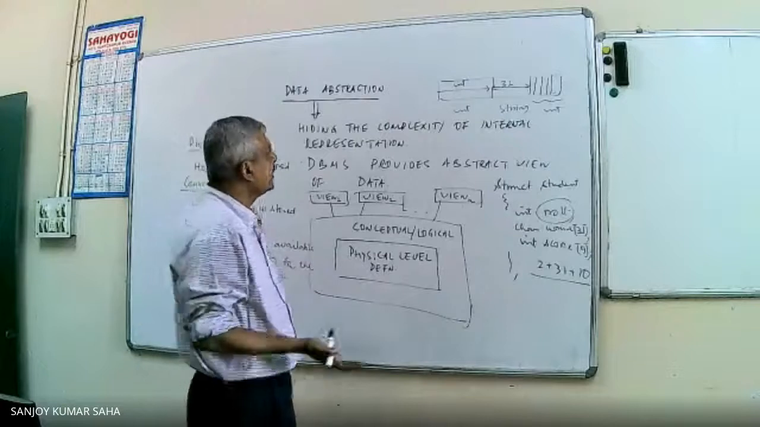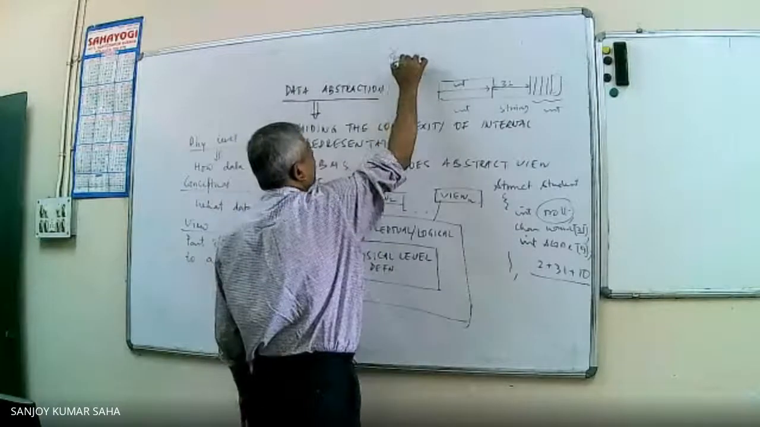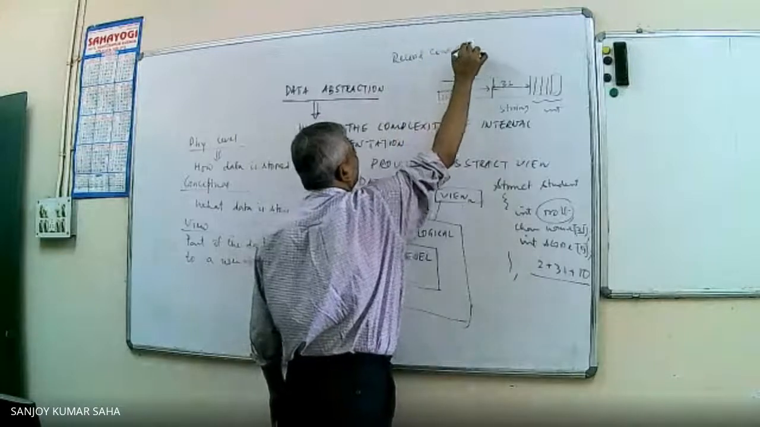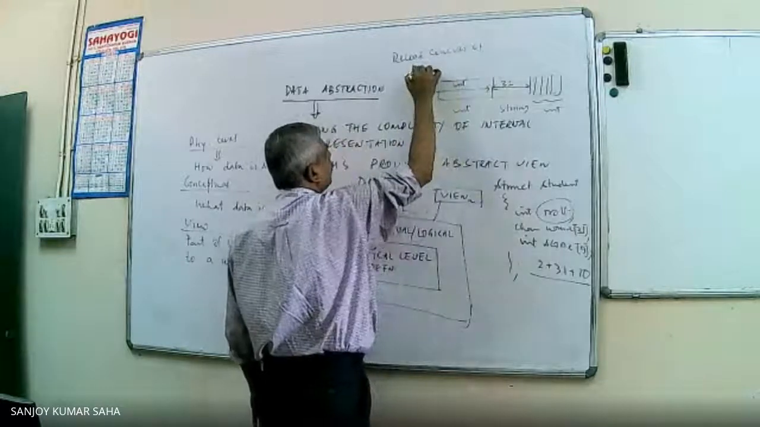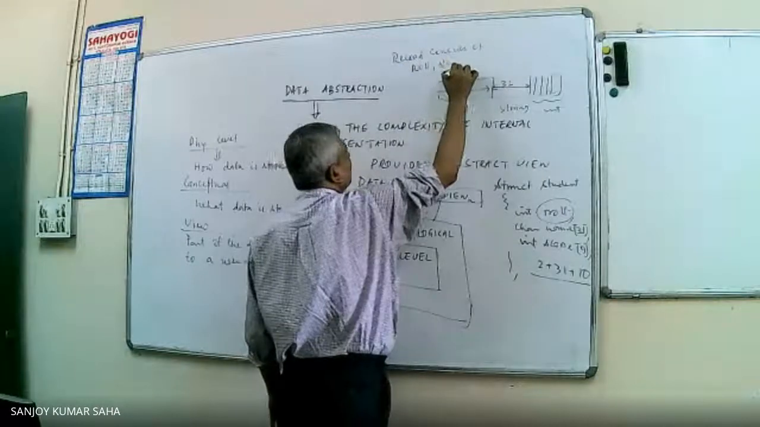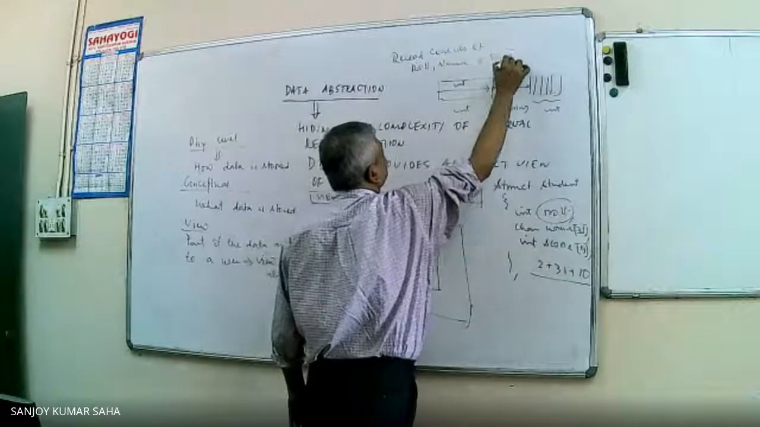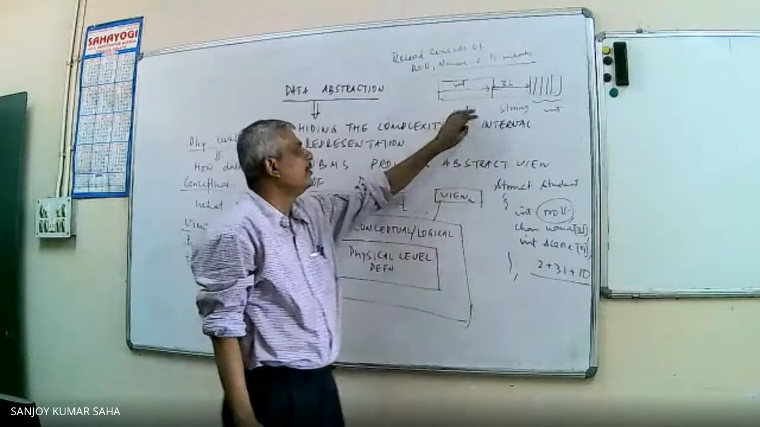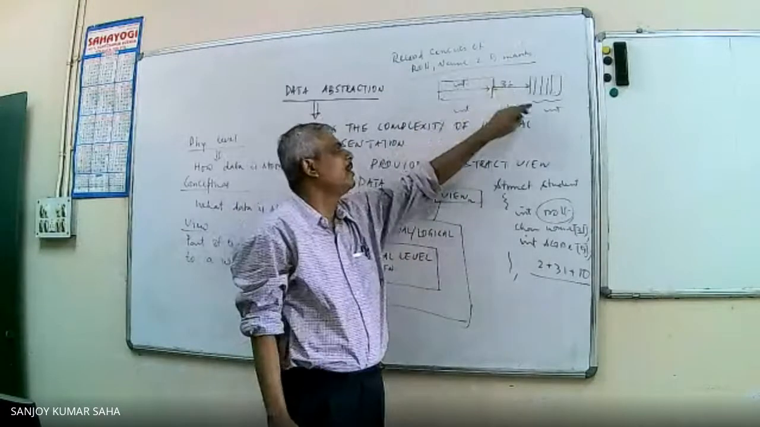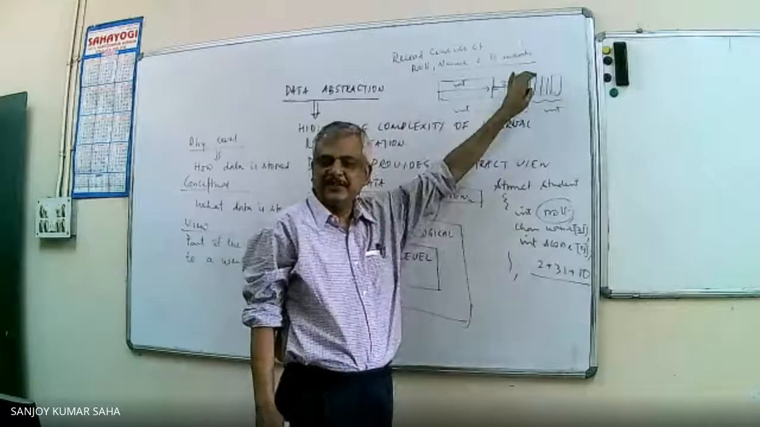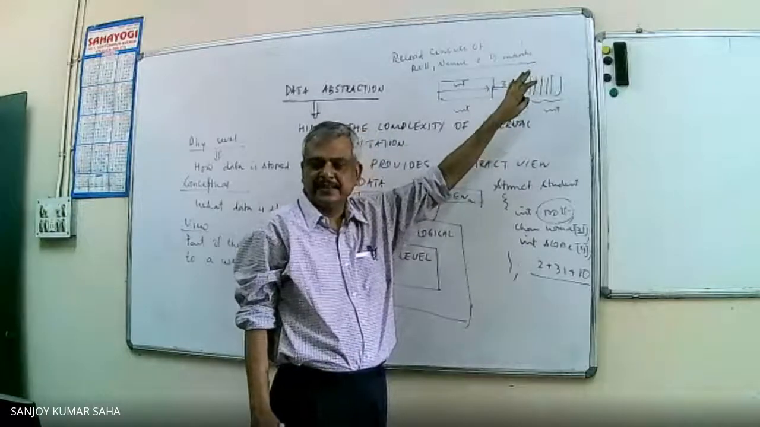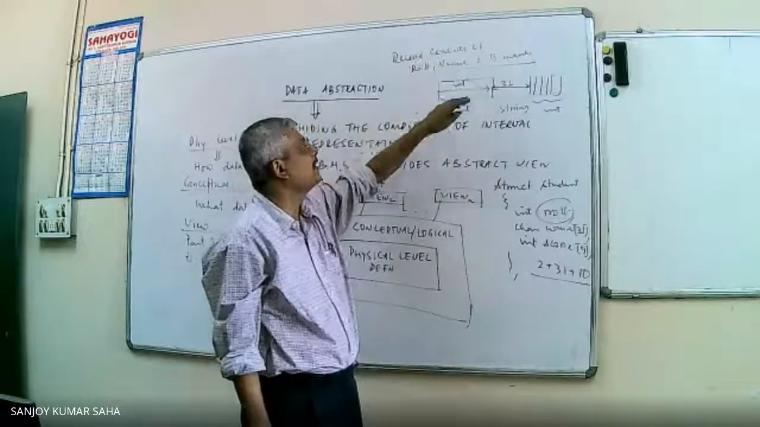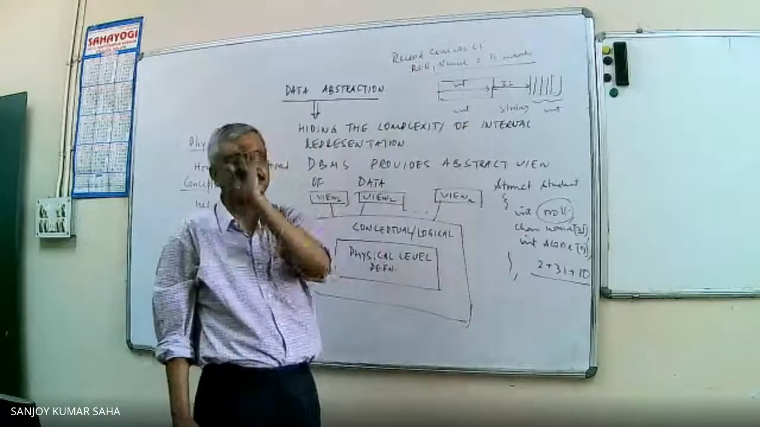Logically we say the record consists of roll, name, and 5 marks. So what data is stored? Not how. 2 bytes, that 1 byte, an array, each element is of 2 bytes, representing an integer, etc. So those are the physical level kind of thing. This is, conceptually, the record is having roll, name and 5 marks.